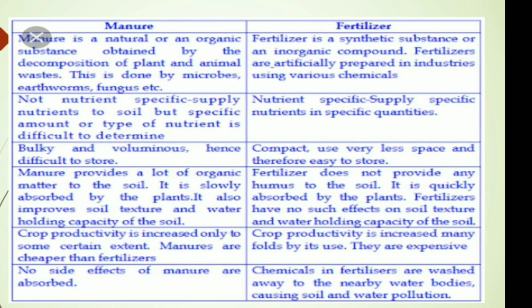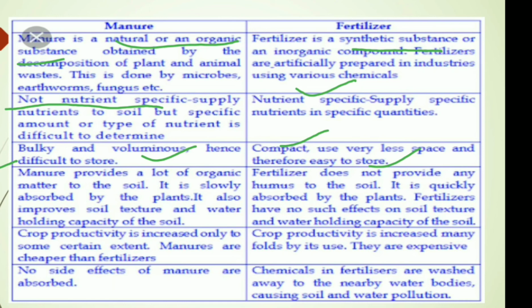Let's have a comparison between manures and fertilizers. Manures are natural organic substances, whereas fertilizers are synthetic. Manures are not nutrient specific, whereas fertilizers are nutrient specific. They provide specific nutrients to the soil. Manures are bulky and difficult to store, whereas fertilizers are compact and easy to store.